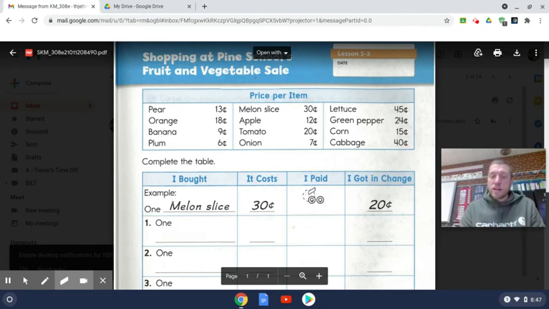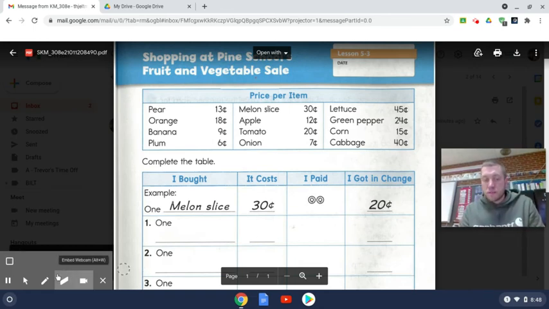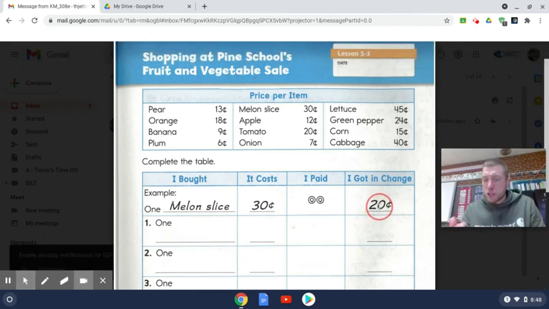50 cents. So if a melon costs 30 cents, but you pay with 50, did you overpay? Yeah, you did. You paid too much, which is okay, because then you get what's called change. And so what we do here is you go 50 cents. What's the difference? How much did you overpay? What's the difference between 30 and 50? 30, 40, 50 would be 20 cents. So the reason that there's 20 cents here is that's how much money that you would get back.